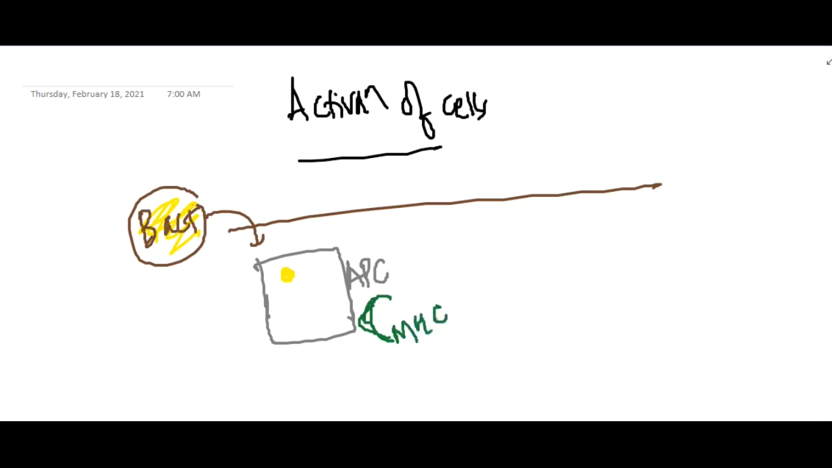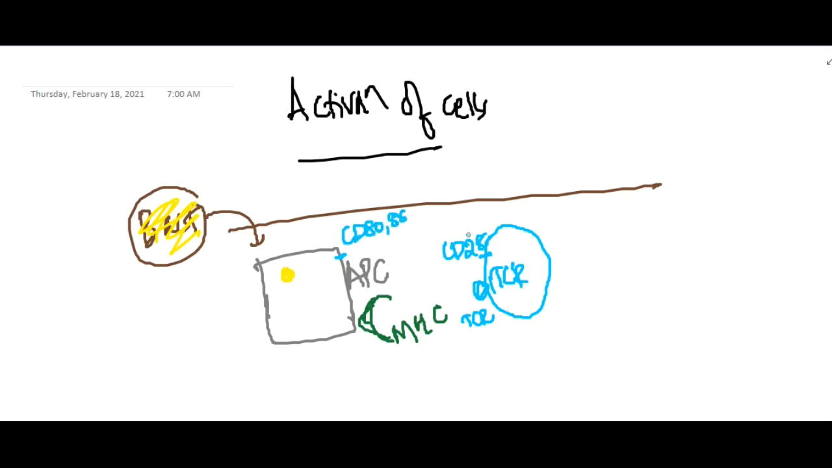This MHC will now recognize the T cell receptors. T cell receptors, with the help of their alpha and beta subunit, will recognize the MHC, and also with the help of the co-stimulatory CD28 receptor, will also be recognized by the ligands in the antigen presenting cell. There is CD80 and CD86.